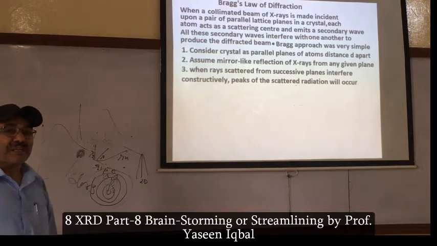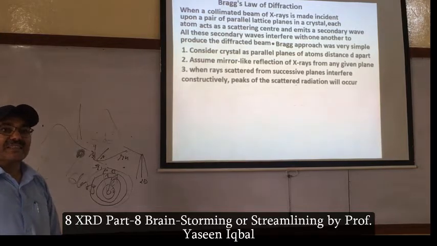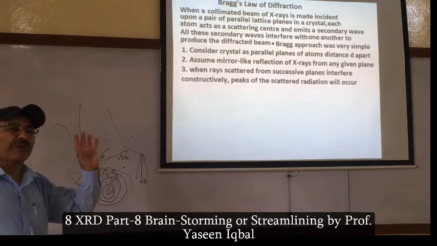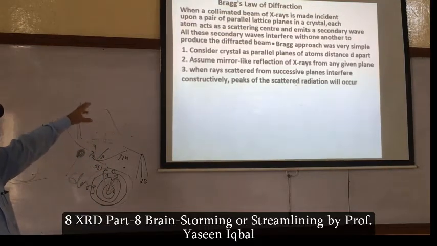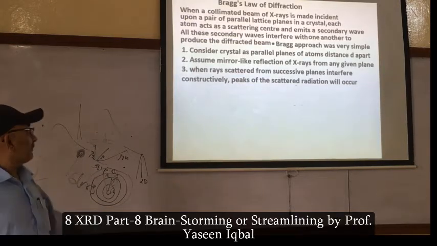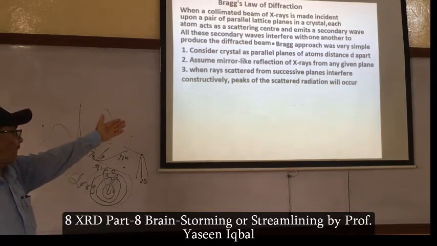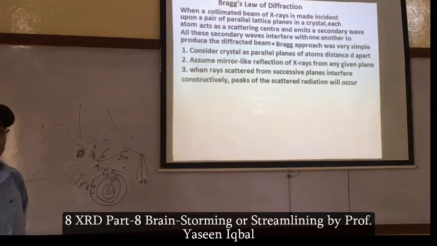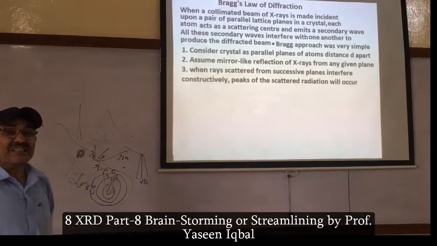Bragg's approach was very simple. Consider the crystal as parallel planes of atoms, distance d apart. Listen to this carefully so that you don't get confused when you hear about X-rays. It is a very simple thing. Then assume mirror-like reflections of X-rays from any given plane. When rays scattered from successive planes interfere constructively, peaks of scattered radiation will occur. Successive planes.